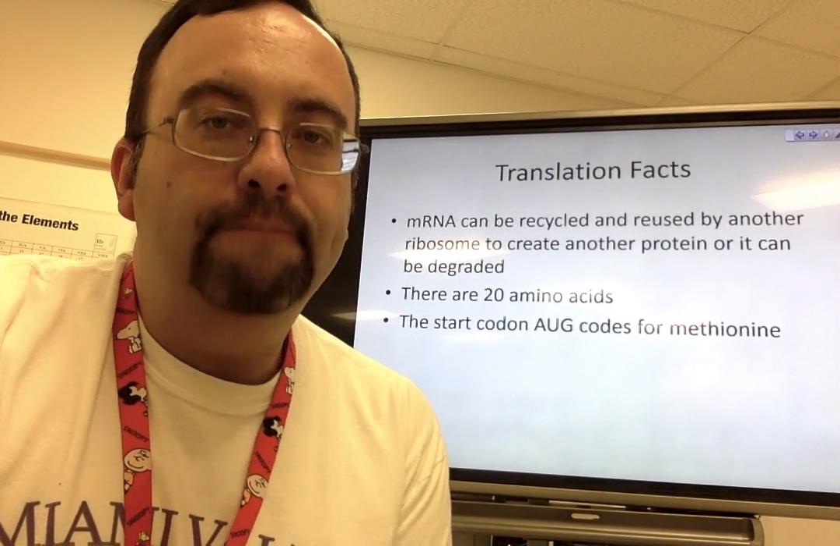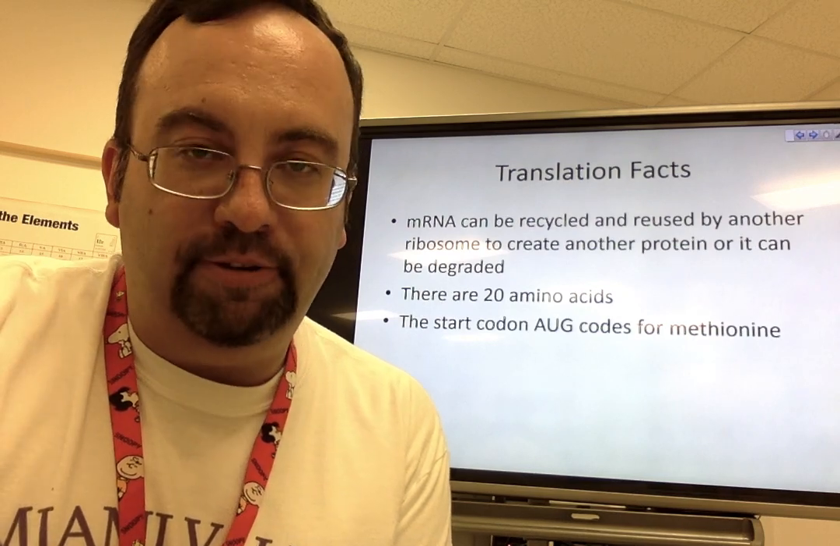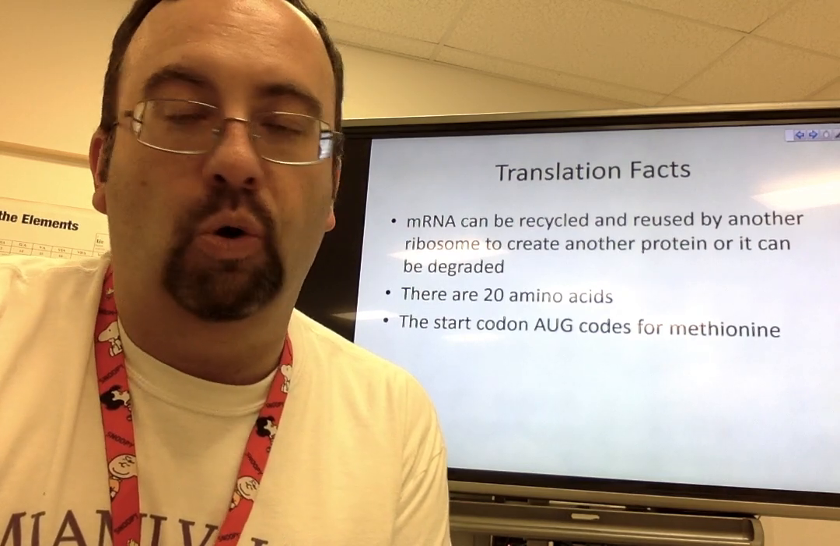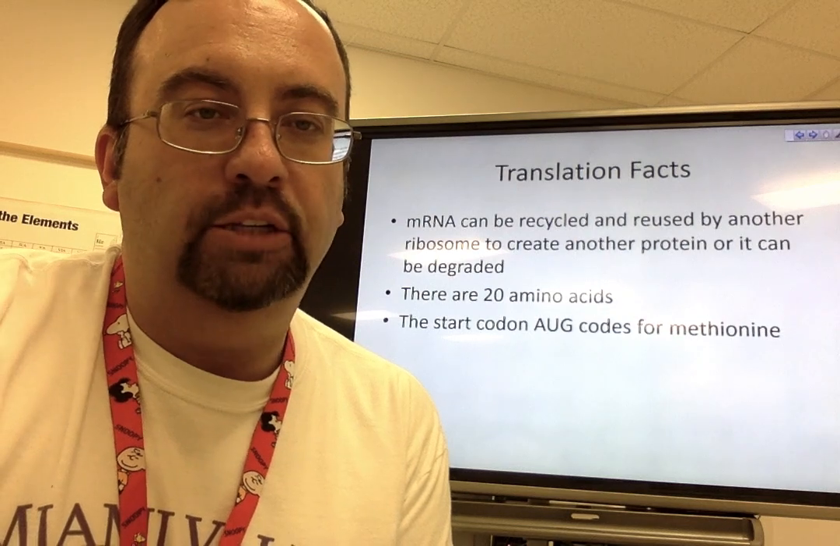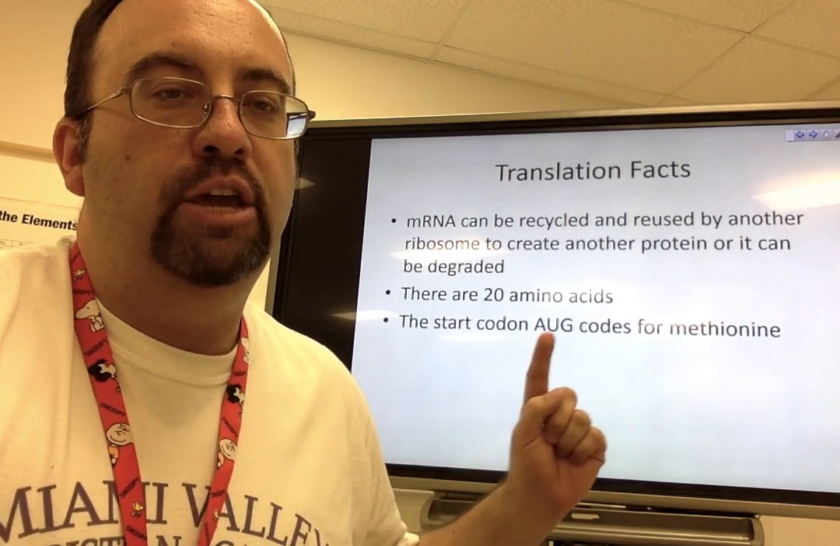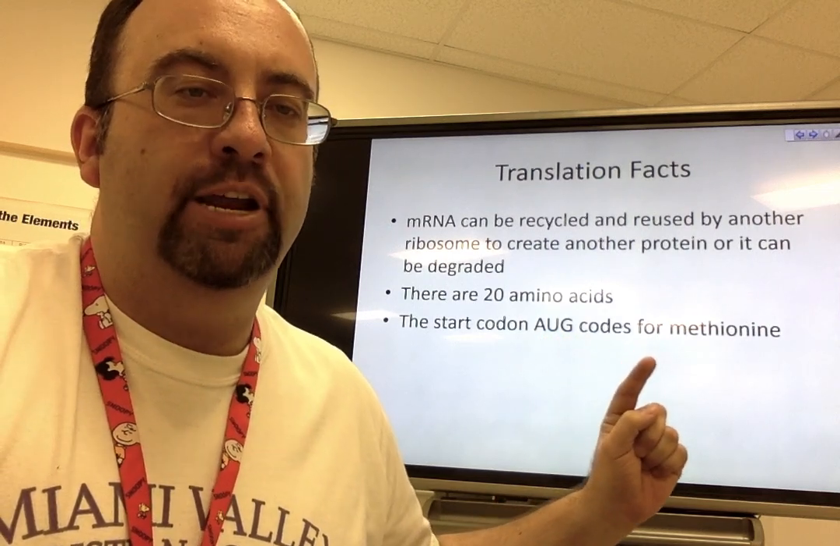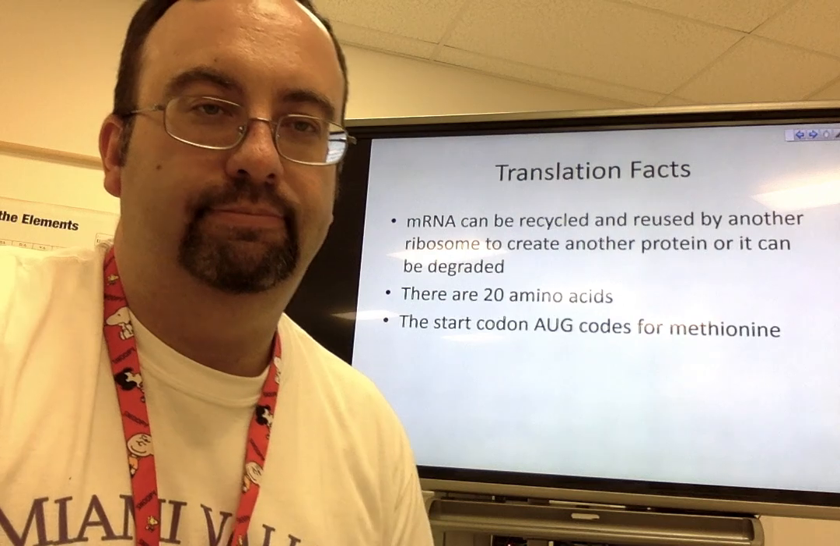There are also 20 common amino acids, and so fortunately for you guys, you will not have to memorize those, nor will you have to know the shapes of them. And so, as I pointed out before, the start codon AUG, a unique one, always codes for the amino acid methionine.